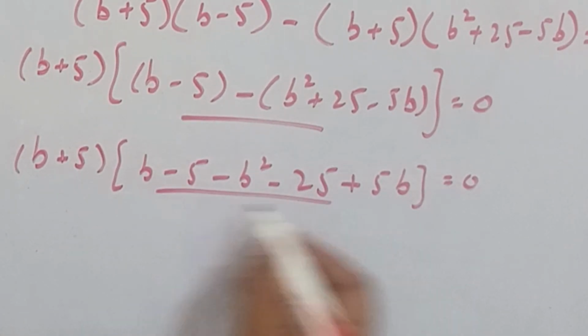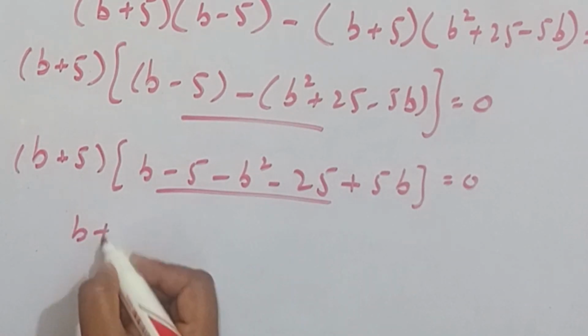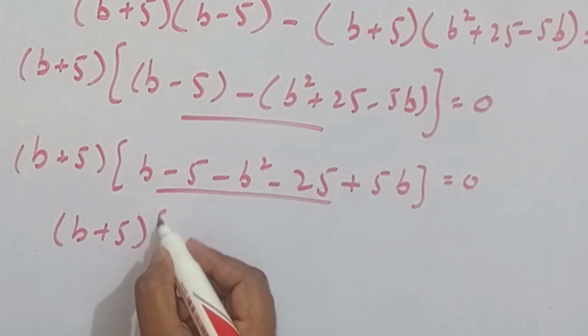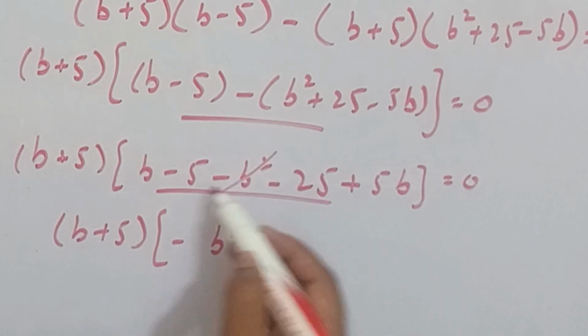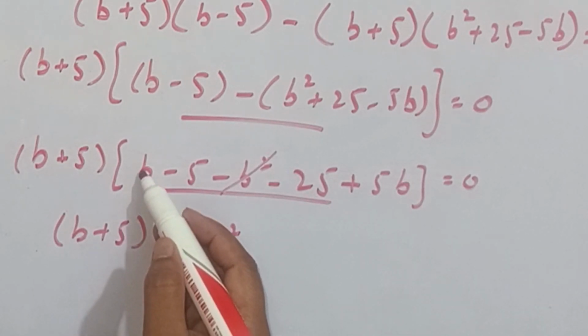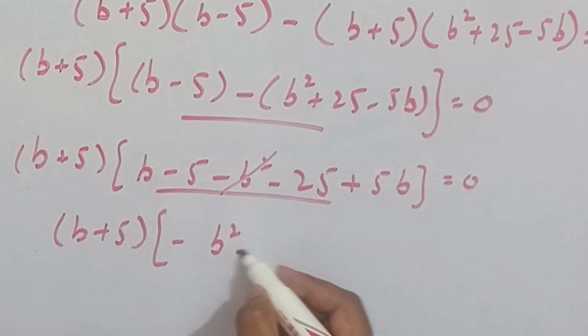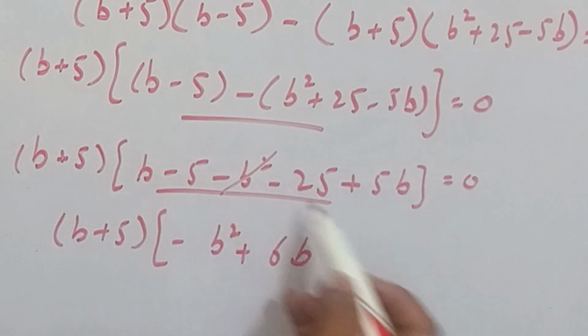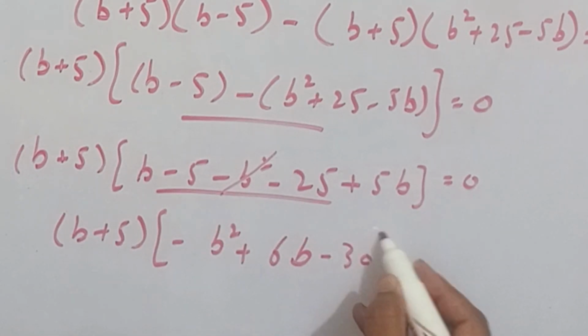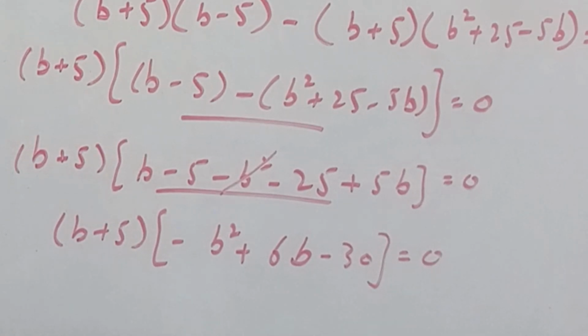Now we solve this part. This is b plus 5 multiply, this is negative b square and plus b, and plus 5 times b is plus 6 times b, and negative 5 is negative 30, is equal to 0.